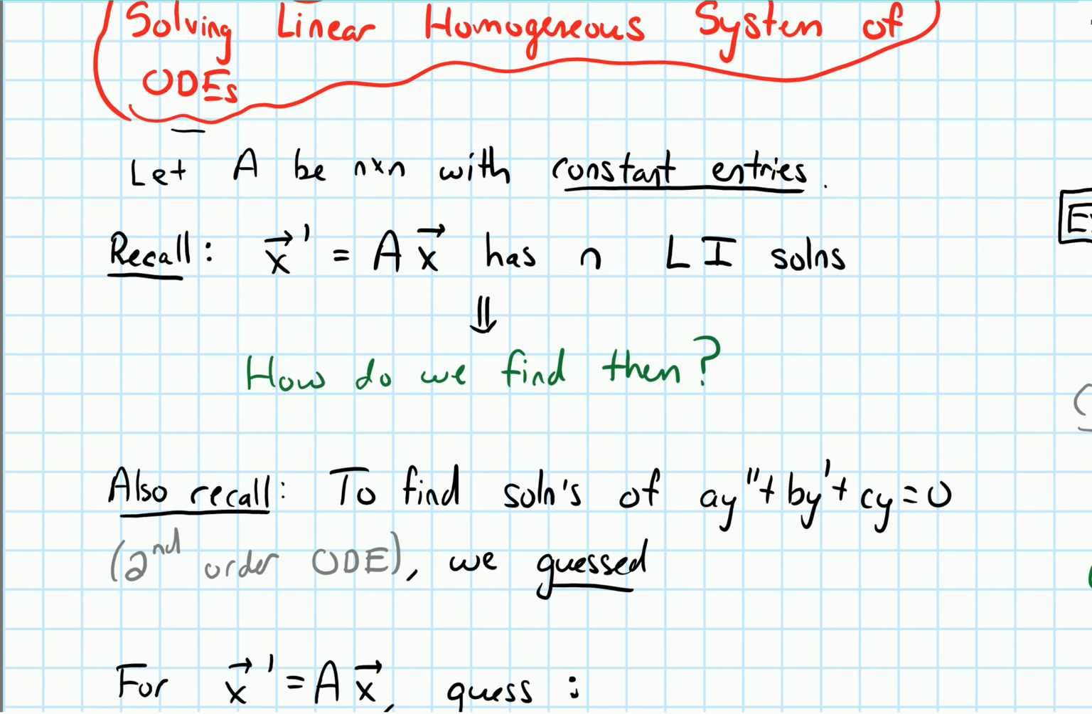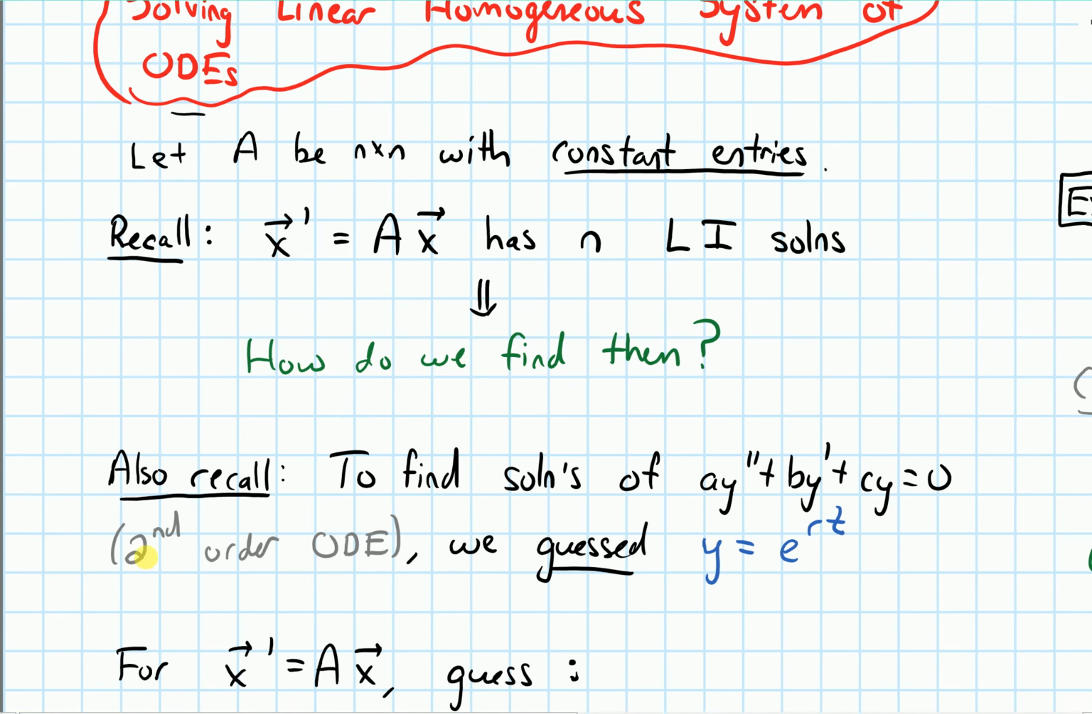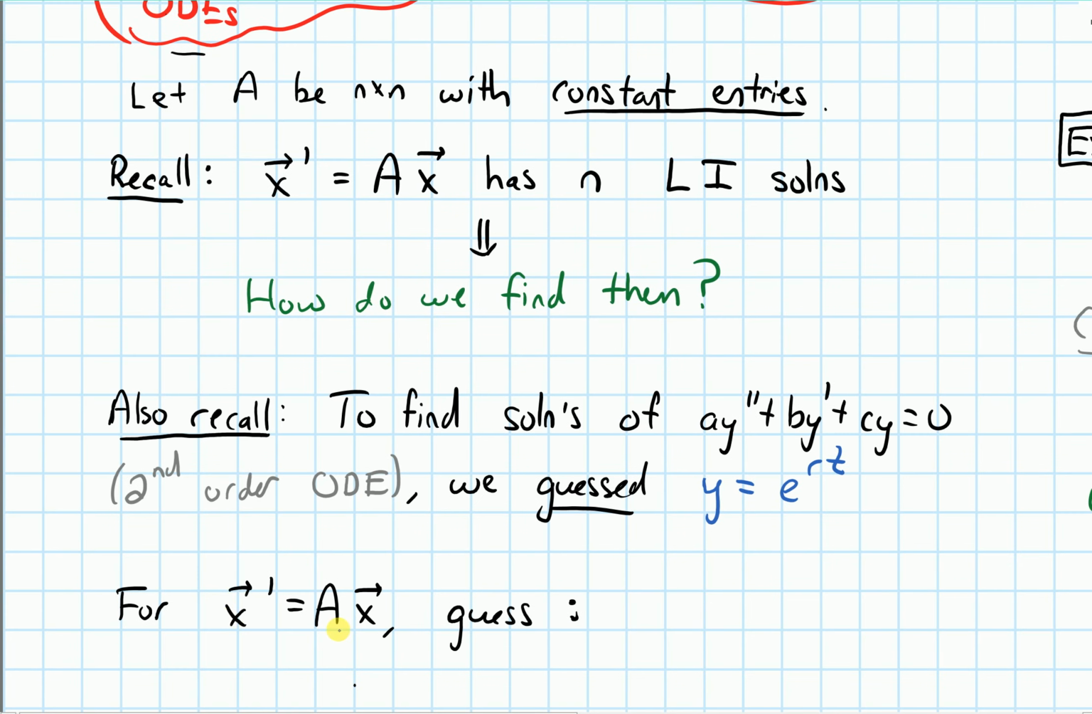We guessed that y equaled e to the rt. We guessed that it had this form, and we ended up deriving the characteristic equation, or the auxiliary equation, from that guess. So I want to do something similar for our system of equations now, even though this is in matrix form. Let's guess something of this same type of form because it worked so well before for our differential equation.